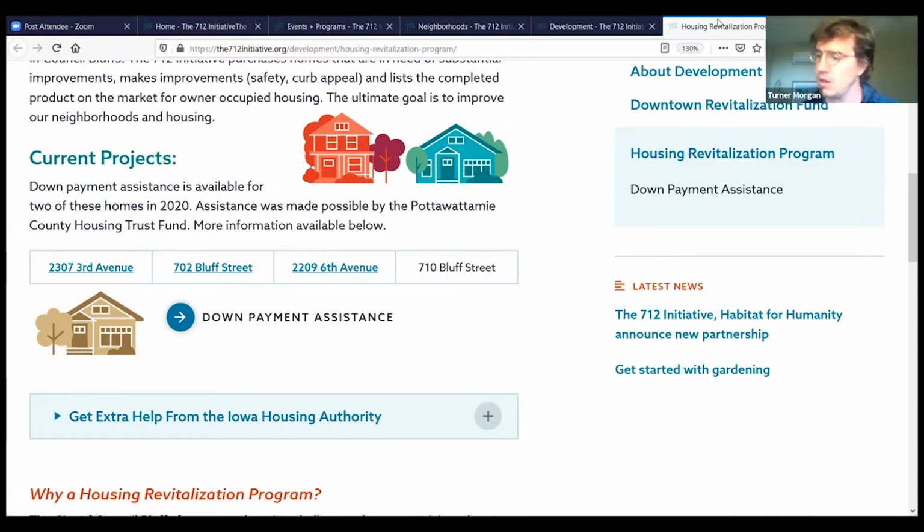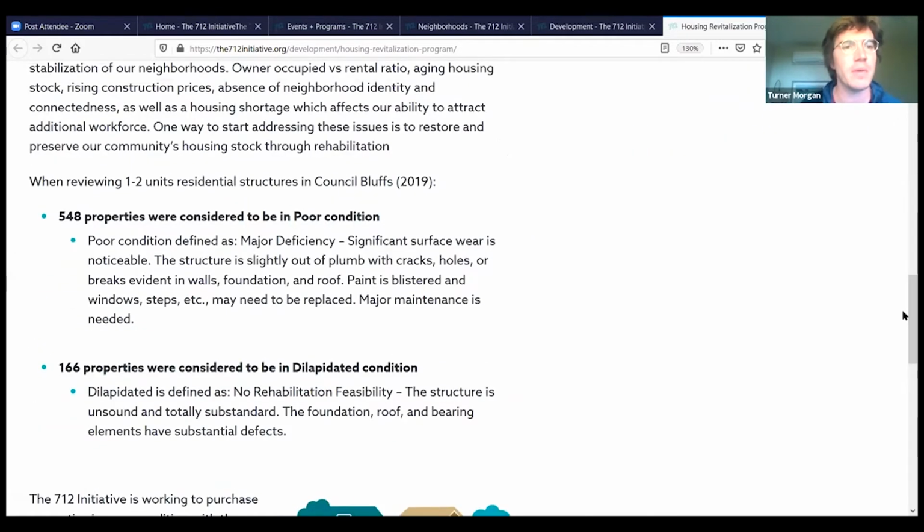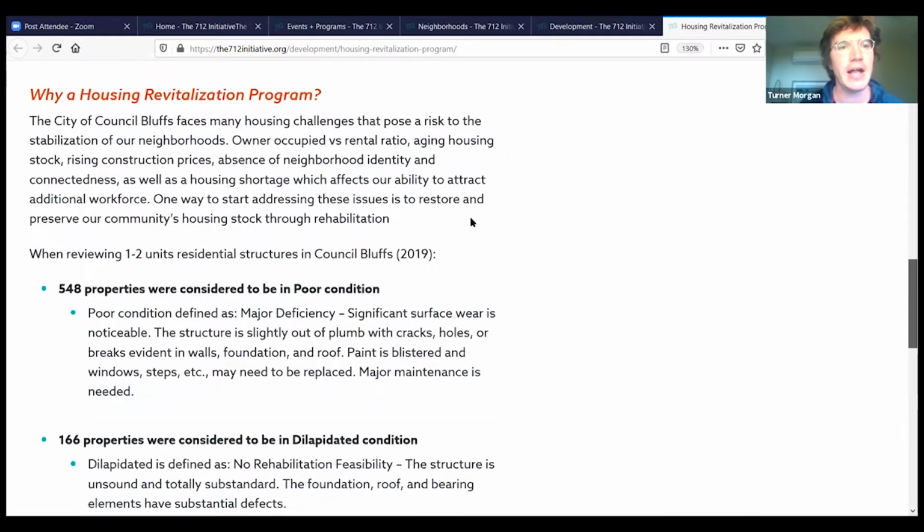I think that's the gist of what I had to share. My coworker Lynn's here if she wants to jump in at all. These are some of the homes, and here's some of the data. Again, you should jump onto the website and scroll through if you want to see what we're up to.